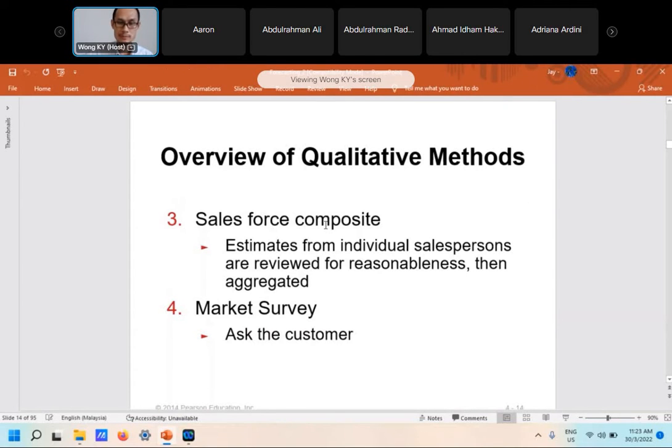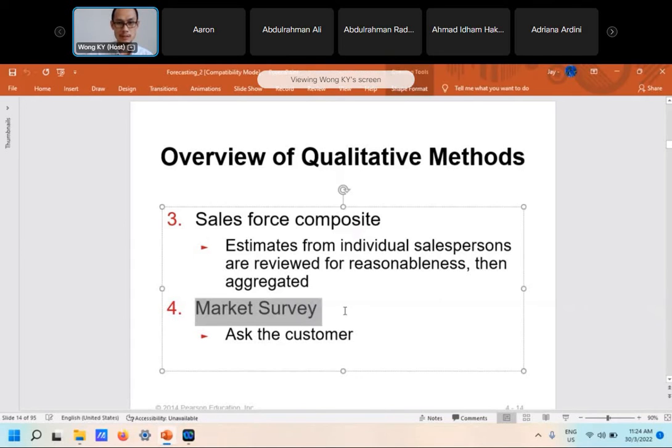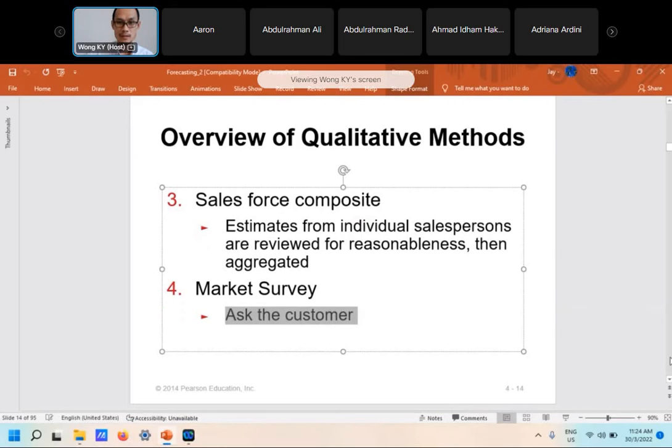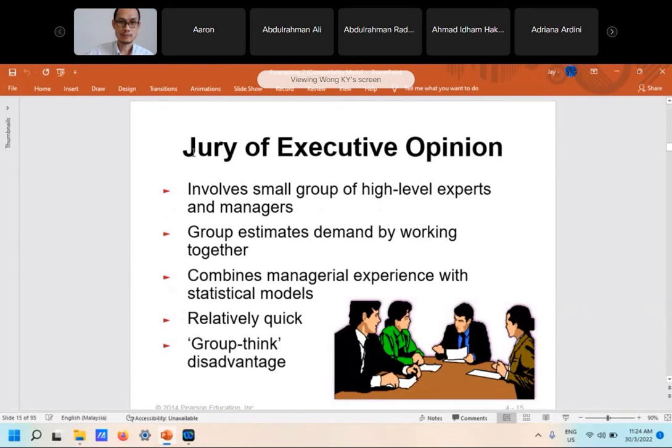Sales force composite means we ask salespersons to do the forecast. So instead of asking customers, we ask the salesperson or salesman to project what is their sales. So their sales projection becomes the forecast. That is sales force composite. And fourth is market survey. Market survey means we ask the customers directly, find out their demands. Right, so these are the details of the first method.